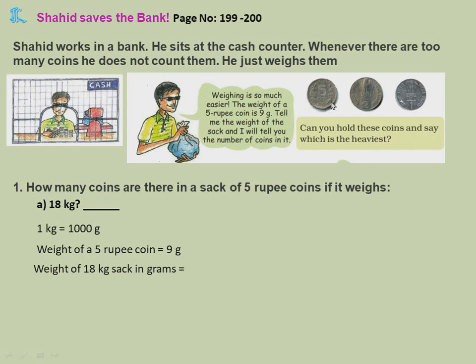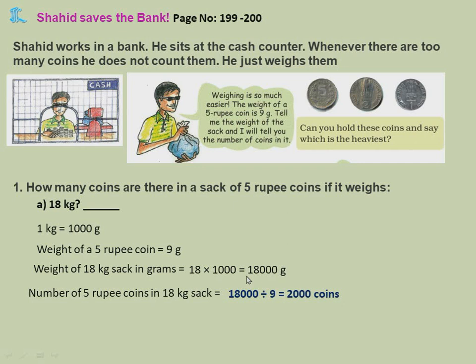Now the weight of the 18 kg sack in grams is equal to, first you have to convert this kg into grams because we have the coin weight in grams. So 18 into 1000, that is 18,000 grams. Now the number of 5 rupee coins in the 18 kg sack is equal to 18,000 divided by 9. Just now I told you an example. 18,000 divided by, what is the weight of each coin? Each coin 9. Total weight is 18,000. So 18,000 divided by 9, that is 2,000 coins.